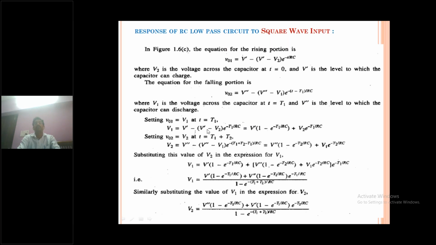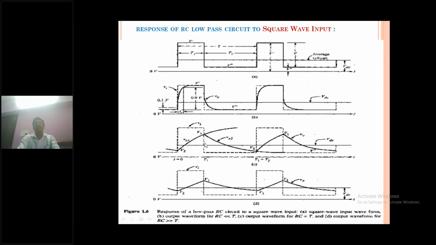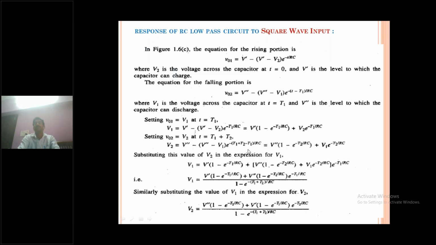Now you have to solve these equations. So how to solve them? V01 at small t equal to capital T1. You observe here at small t equal to T1, what is the output voltage value? V01 of t equals capital V1. Similarly, at small t equal to T1 plus T2, the output voltage value equals V2. Now you have to substitute these values and find the values of V1 and V2 in terms of V dash and V double dash. You want to find V1 and V2 by solving. Here there will be two equations. Solving these two equations, you get V1 and V2.